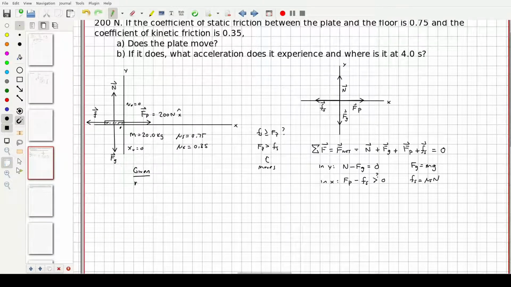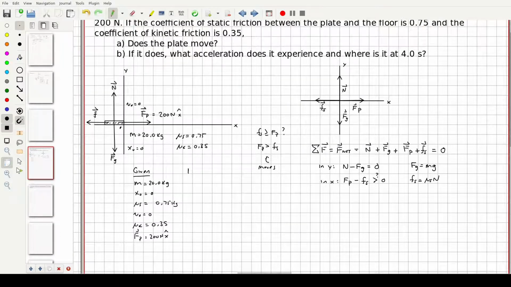So what are we given? We have a mass of 20.0 kilograms. Our initial position is 0. The coefficient of static friction is 0.75. It starts from rest, which means our initial velocity is 0. And we also have a coefficient of kinetic friction, which we may or may not need, which is 0.35. The force of our push is 200 newtons, and we're going to have this force just go straight down the x-axis. Okay, so those are the givens.